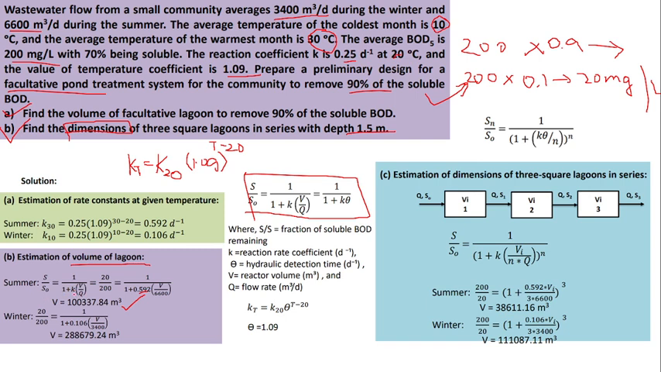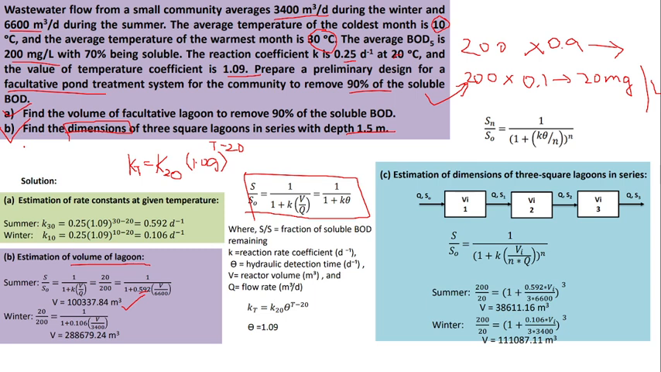Then substitute the K value. K is nothing but the reaction rate. The reaction rate for winter at 10 degrees Celsius is 0.106. Substitute it here and you will obtain the volume as 2,88,679.24. Okay, so this is the flow rate for winter, this is the flow rate for summer. Substitute the respective reaction rate in the equation. You will obtain the volume of the facultative lagoon to remove 90% soluble BOD.